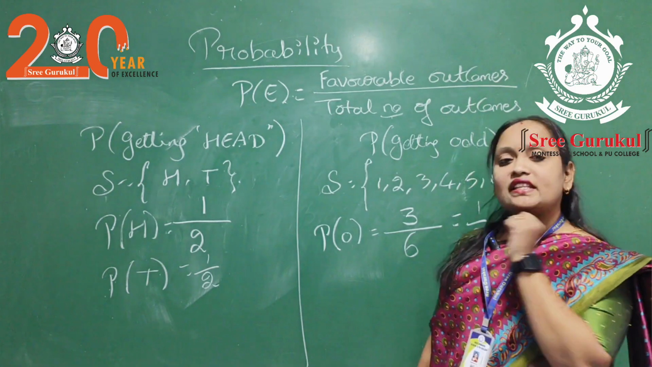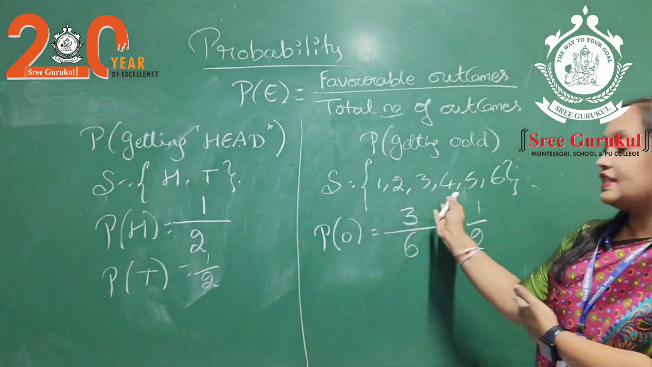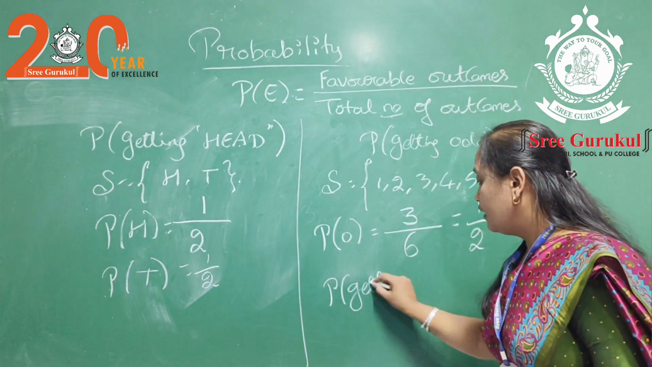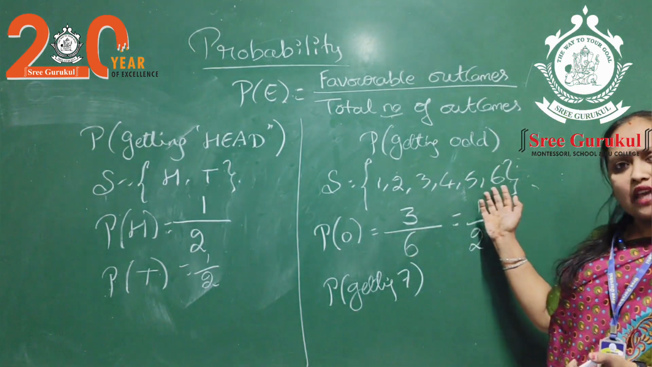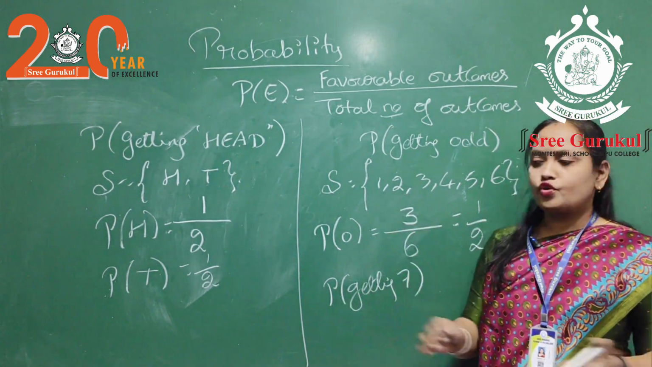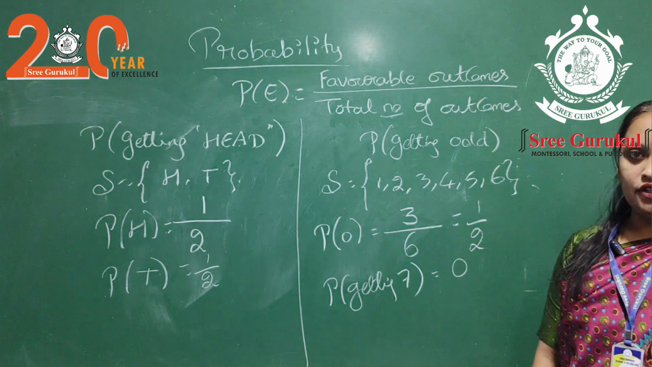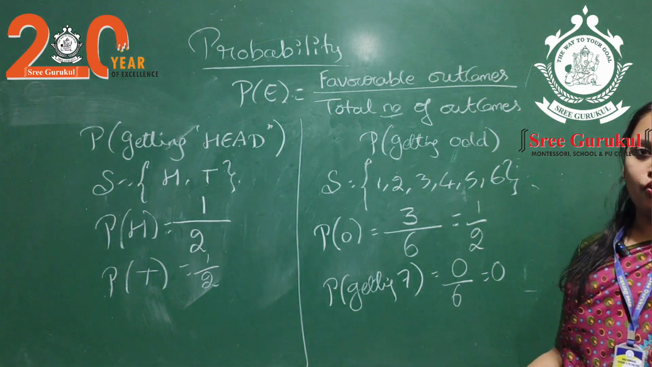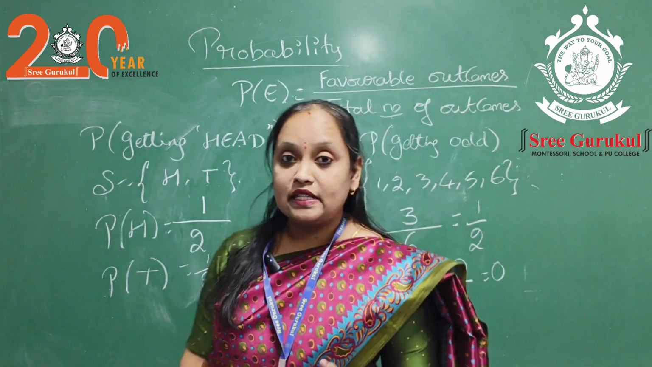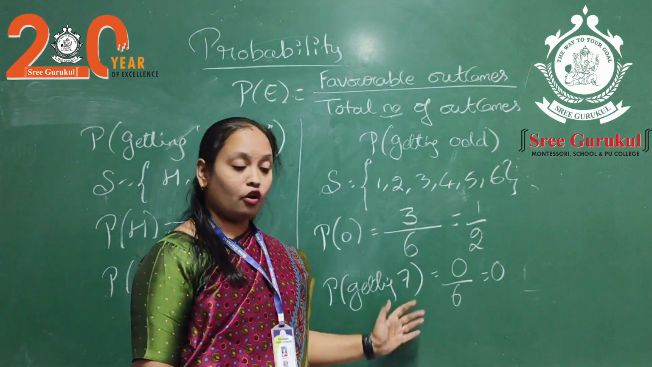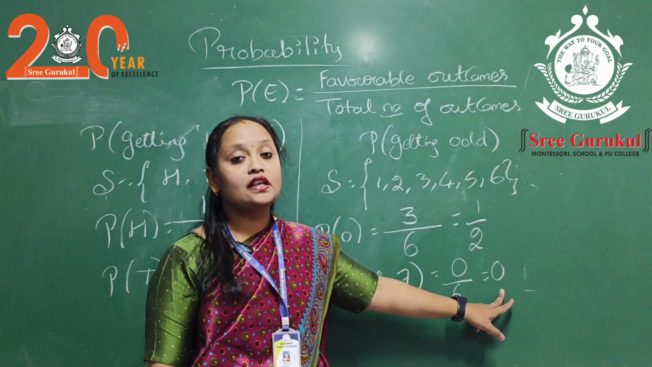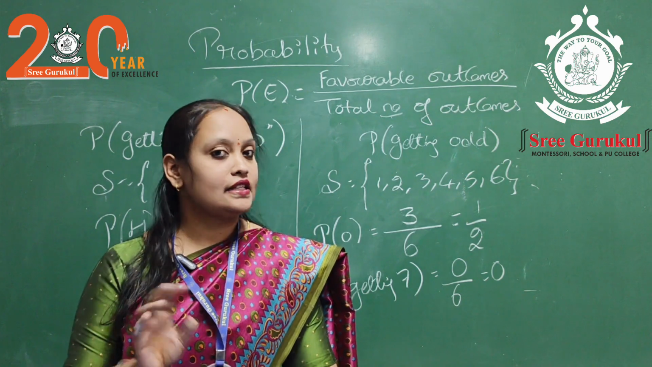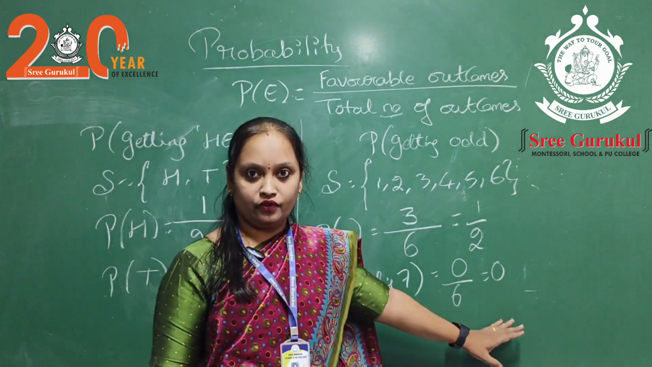Now what is the probability of getting 7 from this example? Is 7 there in our sample space? No. So there is no favorable event, but the total number of events is 6. So the answer is 0. For any experiment, if the probability of any event is 0, then we call it an uncertain event. Uncertain, certain, I hope you all know the meaning. This is an uncertain event.